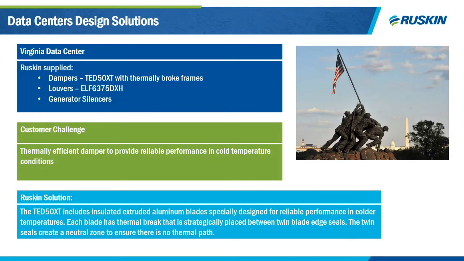We also wanted to highlight just a few projects that we've worked on recently. One thing that Ruskin is proud to promote is our engineering capabilities. So if you have a solution in the field, we would very much like to work with you to see if we can come up with a solution to help with that specific application. Recently we worked on a data center project in Virginia. The customer here was concerned with keeping the indoor air temperatures maintained during the cold winter seasons. What we saw and provided as a solution was the TED50 XT with thermally broken frames to handle and maintain that thermal gap between the outside air and the internal building components.